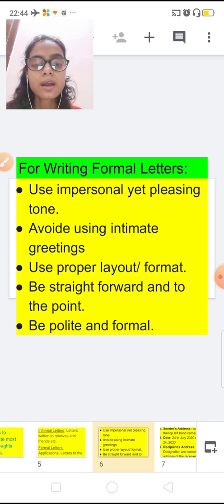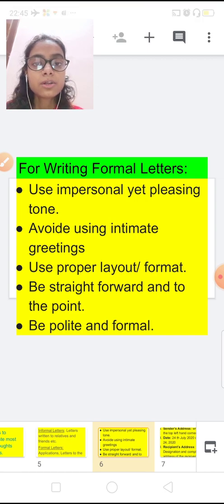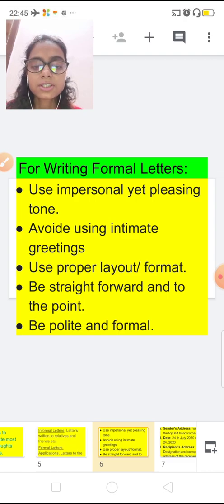Be straight and up to the point. You need not ask how are you, hope you are doing well. Such lines we should not write in a formal letter. We should be very clear and straightforward, and the letter should be to the point. We cannot use harsh words in a formal letter, so we should always use polite language.